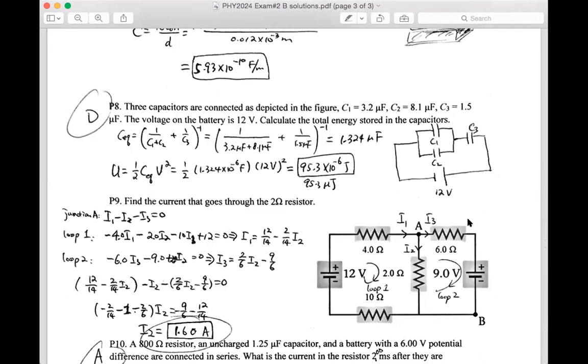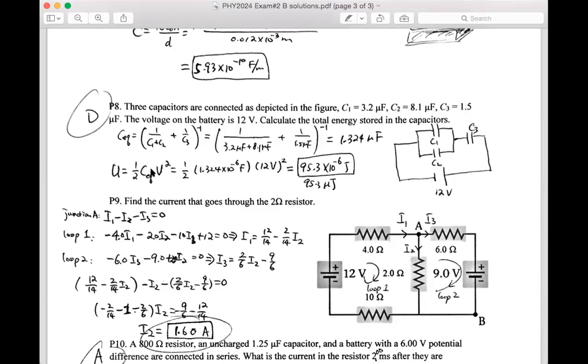Number 8, you have a combination of capacitors here. So then you'll treat these two as purely in parallel first, and then combine them first. Okay, to calculate the equivalent resistance first, or equivalent capacitance first.